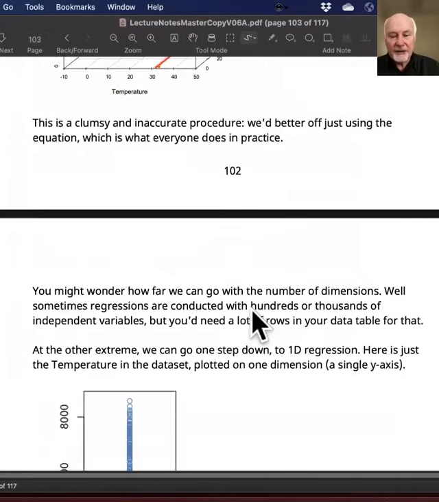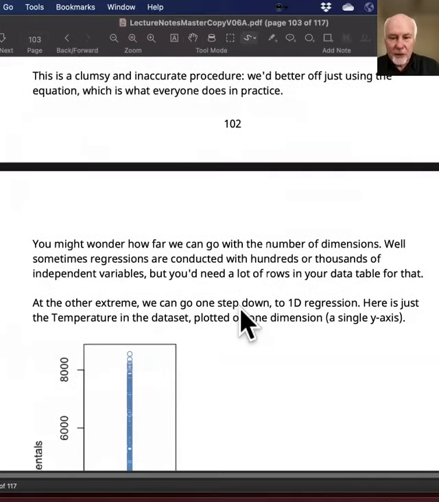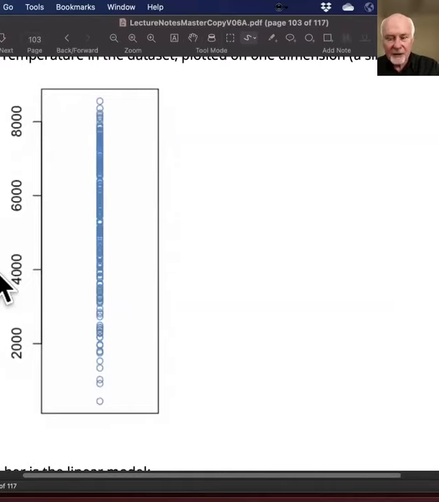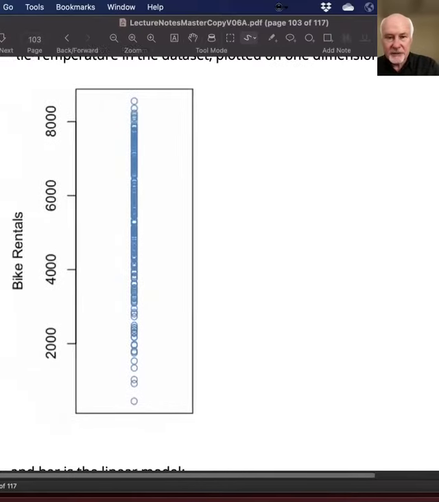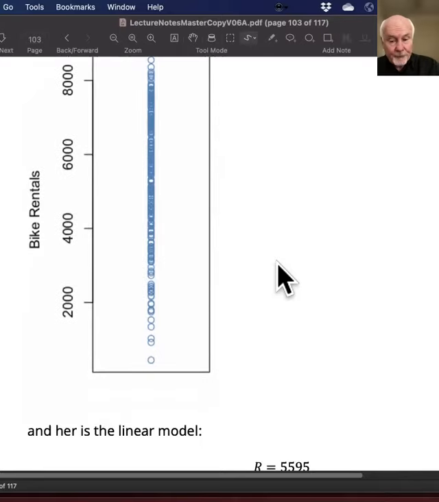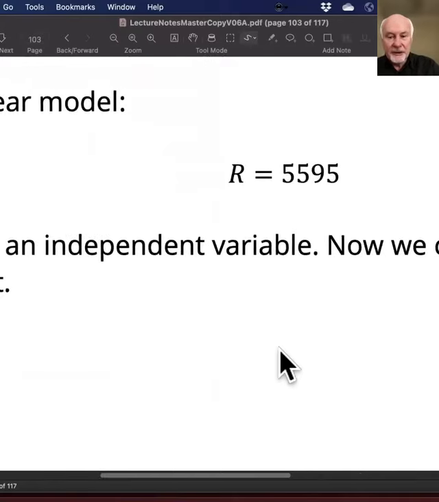Now, in the other direction, how low can you go with variables? Well, the lowest we've looked at so far is 2. Let's have a look at 1. So this is a 1-dimensional scatter plot, and this is our bike rentals. So we've only got one dimension there. We've got a y-axis. And that's the linear model, so the linear equation.